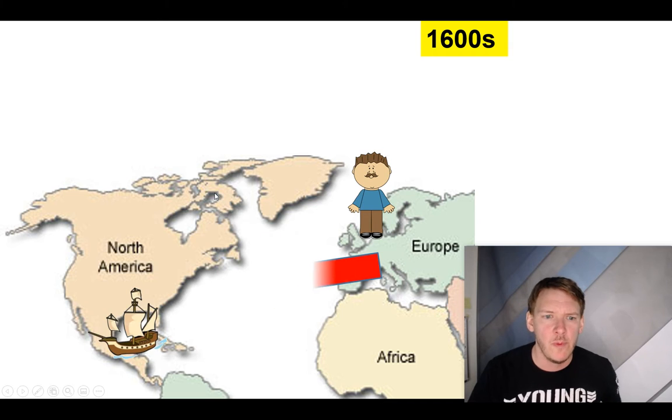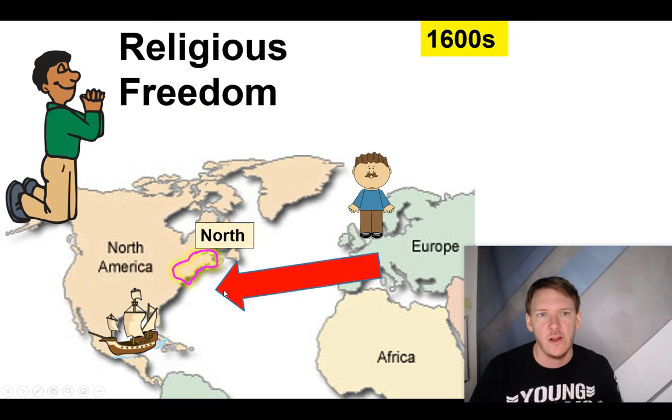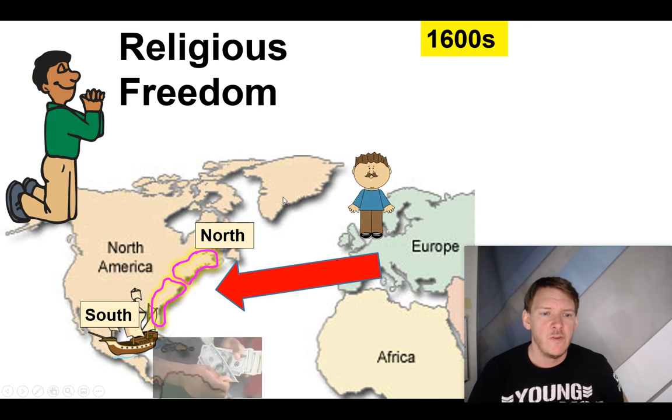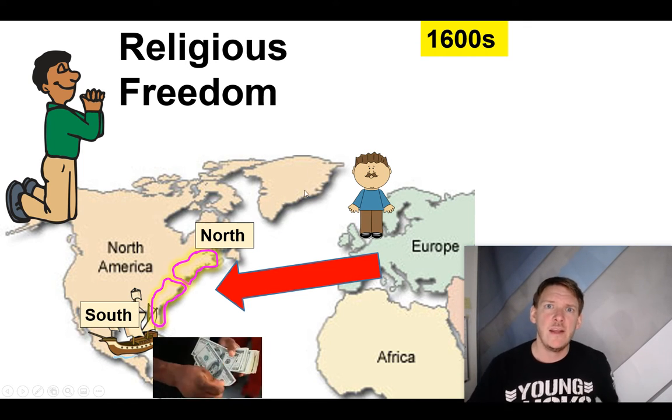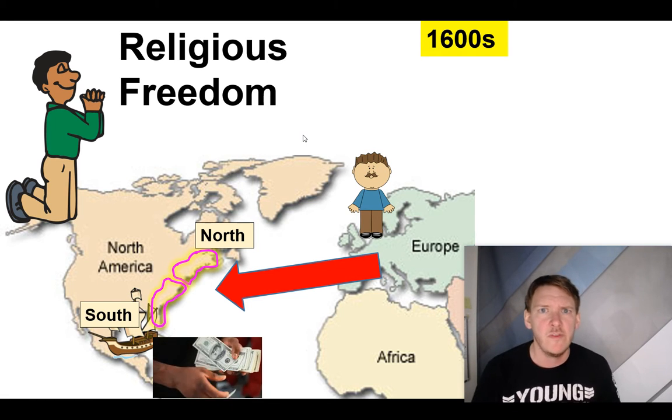In the 1600s, people will move to America, and we're going to see two different places develop, the northern colonies and the southern colonies. The northern colonies will mainly be about religious freedom. The southern colonies will mainly focus on making money. That doesn't mean that in the north they didn't want to make money, and that does not mean in the south they did not want to believe in religion.